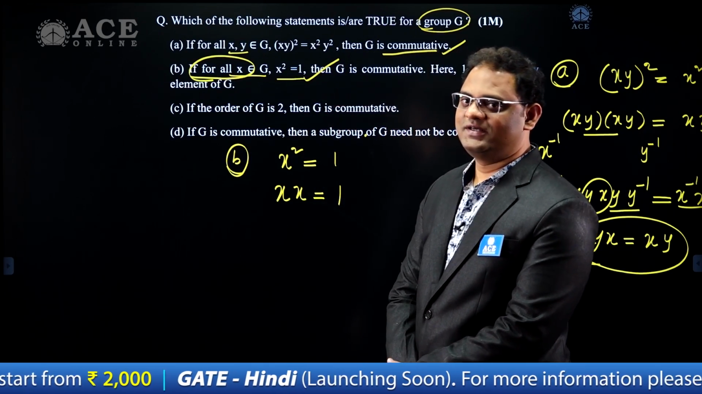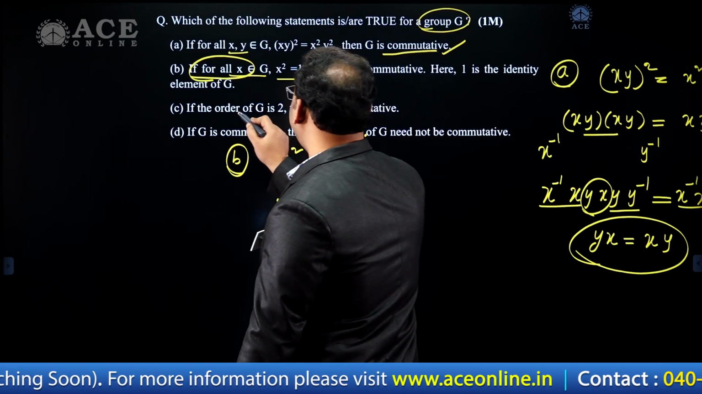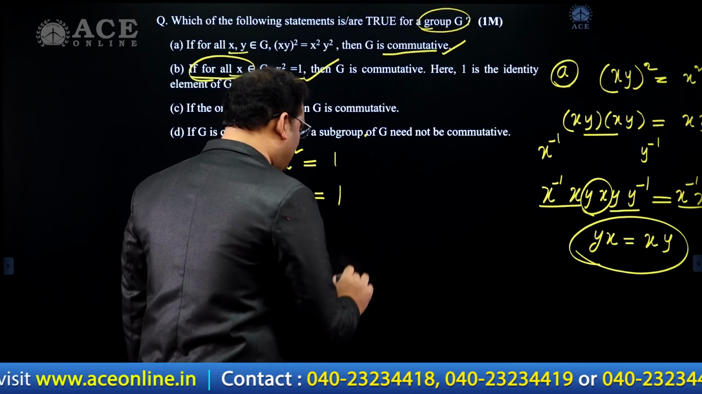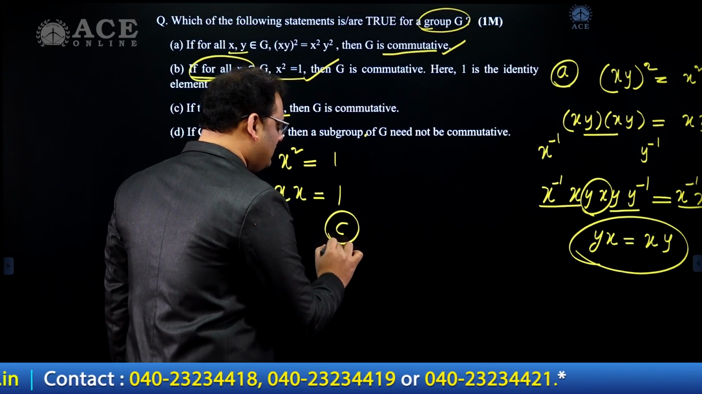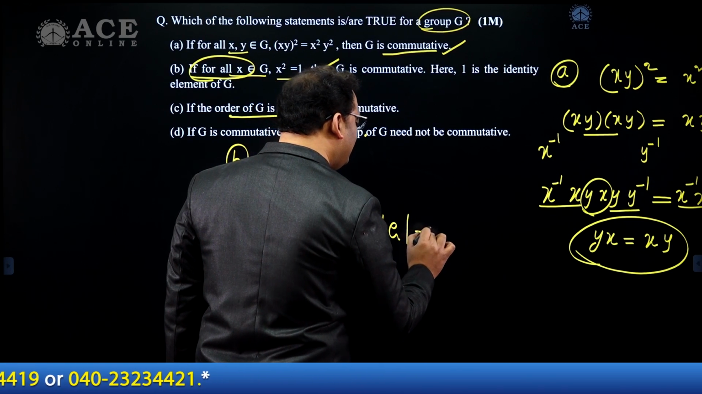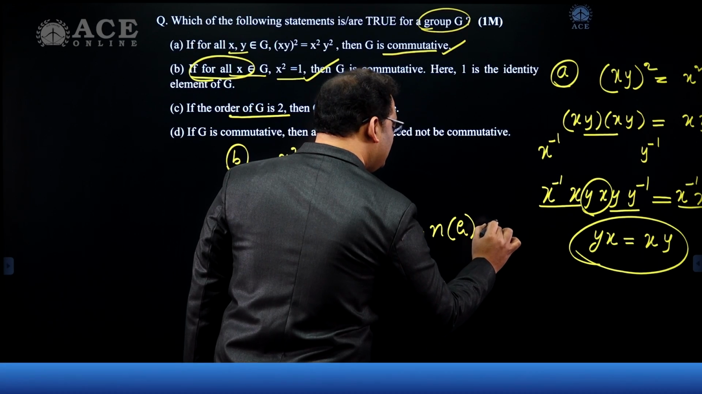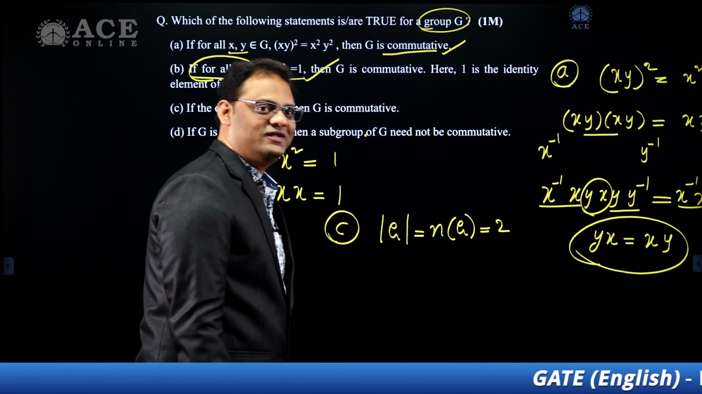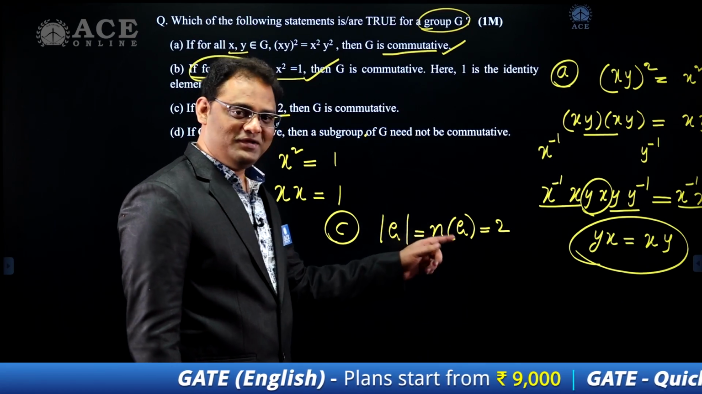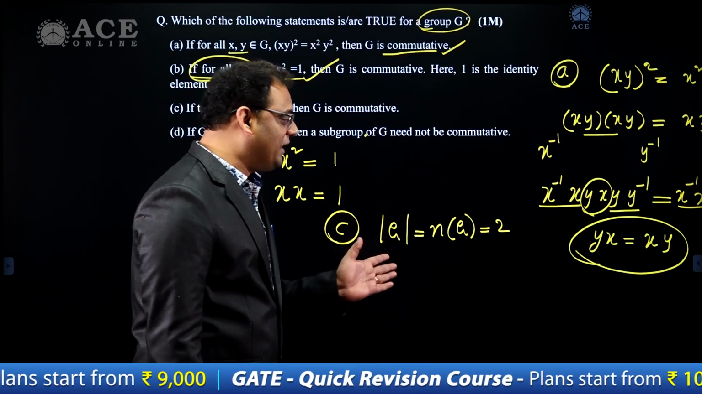Got it? And coming to option C, it says that the order of G is 2. Here I want to discuss option C. The order of G is nothing but its cardinality. N of G, there are two elements in the given algebraic structure. And moreover, the speciality of the number 2 is that 2 is a prime number. Yes, it may be even, but whatever, it is a prime number.